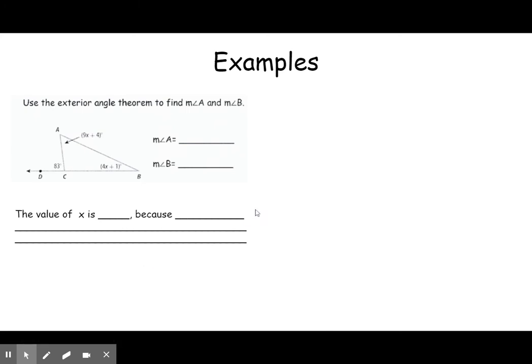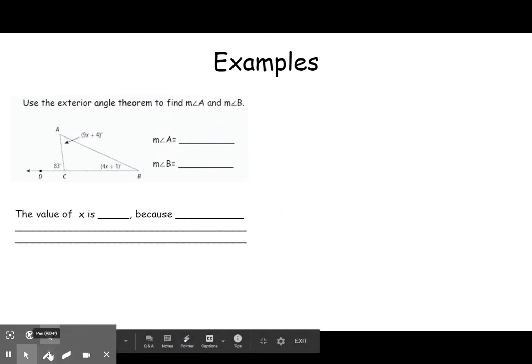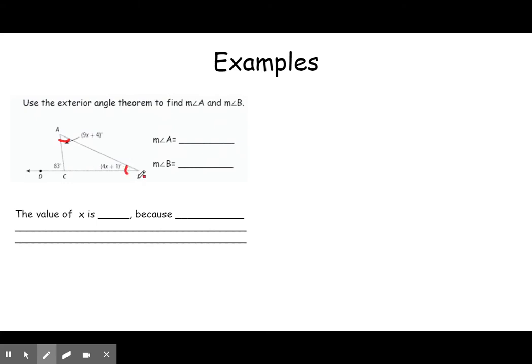All right, so here we've got use the exterior angle theorem to find the measurements of angles A and angles B. So I'm looking at angle A and angle B. All right, so the exterior angle theorem tells me if I take my 2 remote interior angles, or the 2 inside angles that are furthest away from this exterior angle, right? If I take the sum of my 2 remote interior angles, it will equal my exterior angle.